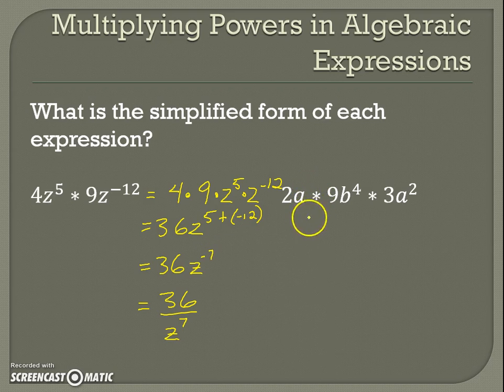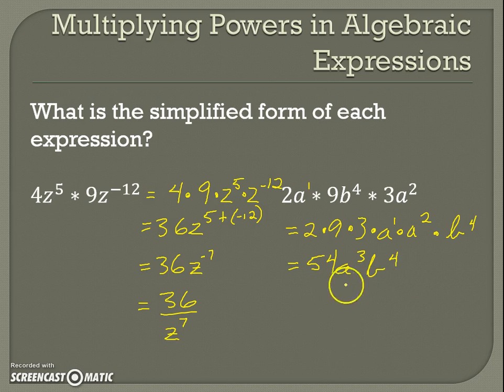All right, so here I got some things. I'm going to rearrange this so that I have the 2 times the 9 times the 3 times a. I'm going to go ahead and write that one as a to the 1st times a squared times b to the 4th. Now I have 2 times 9 times 3. I'm going to do 2 times 3 first, which is 6 times 9, which makes it 54. Here I have 1 plus 2, so that's a to the third, and then just b to the fourth stays the same. All right, so that one is 54a cubed b to the fourth.